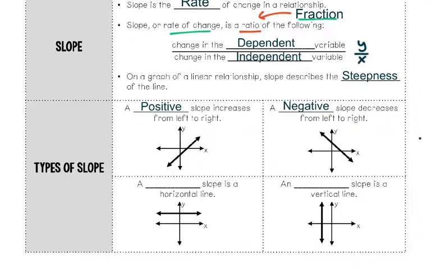The next type of slope is called a zero slope. This is a flat line, a horizontal line. There's no change in the slope here. It's not positive, it's not negative, it's zero the whole time. So a flat horizontal line is called a zero slope.